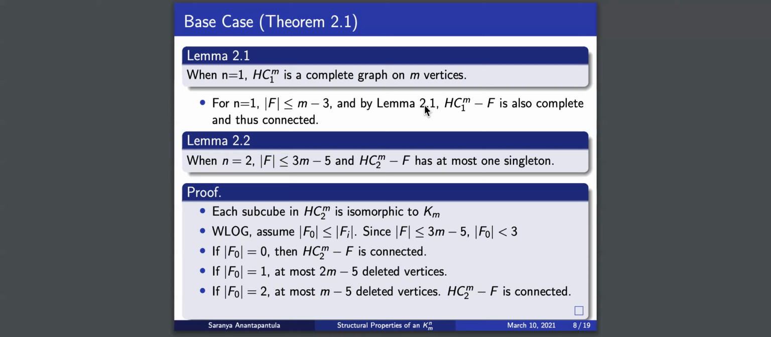For n equals 2, we delete up to 3m minus 5 vertices. Firstly, each subcube HCM2 is isomorphic to the complete graph on m vertices, which means we only need to show that there is at least one edge between any two pairs of cubes. So we can show that.